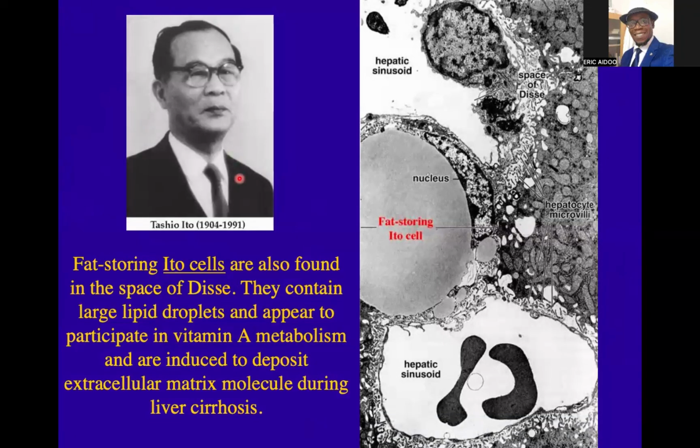Then during insult to the liver, you have what we call fat storing cells or Ito cells, which are also named after Tashio Ito. They contain large lipid droplets and appear to participate in vitamin A metabolism, and are induced to deposit extracellular matrix molecules during liver cirrhosis. I saw something like this, Ito cells, in one of the mice that did not receive any intervention.